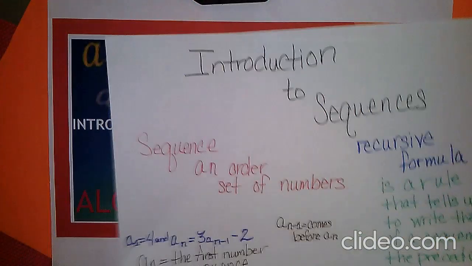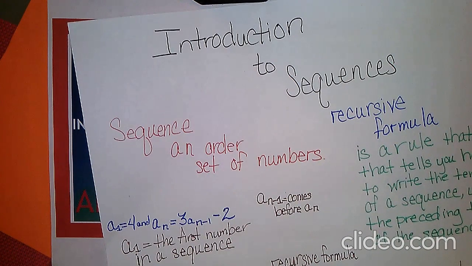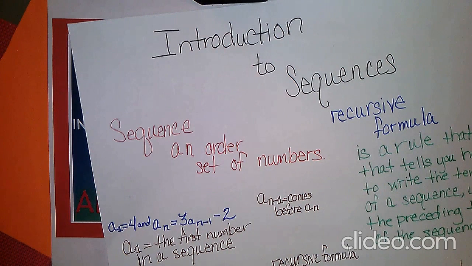And just some of the vocabulary that's included. A sequence is an ordered set of numbers. And our recursive formula is a rule that tells you how to write the terms of a sequence using the preceding terms of the sequence. Notice a lot of different vocabulary here, but we'll just kind of plow on through it.